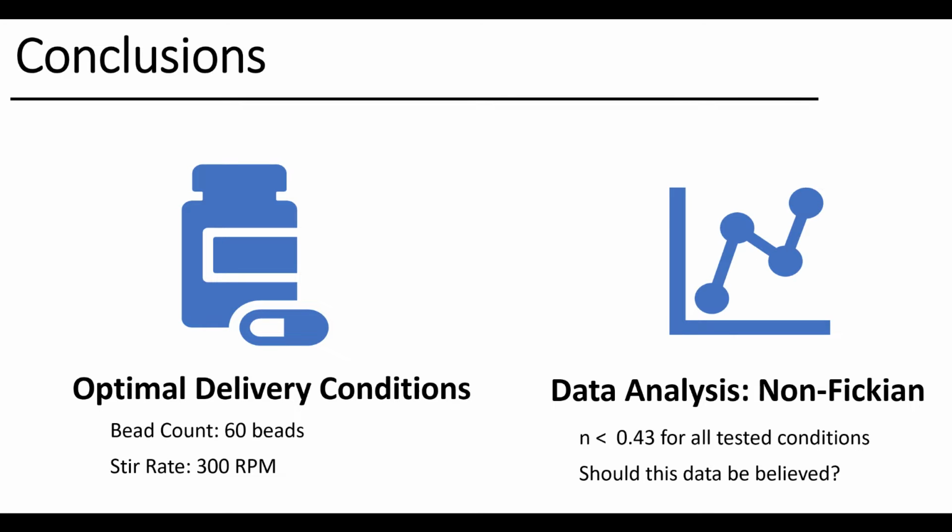Based off of our data analysis, it is our group's finding that a bead count of 60 at 300 RPM produced the fastest rate of diffusion. Out of all the parameters tested, these are the optimal delivery conditions that we would recommend for our drug release.